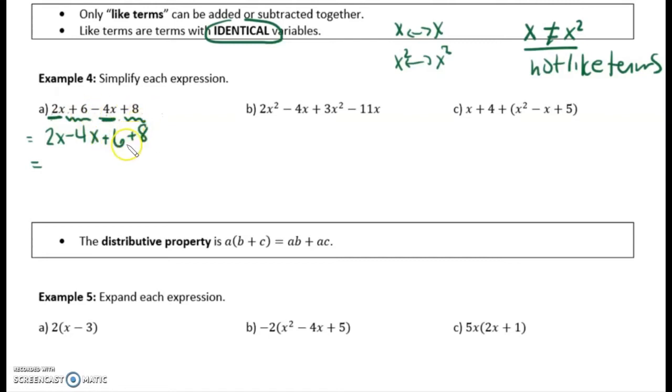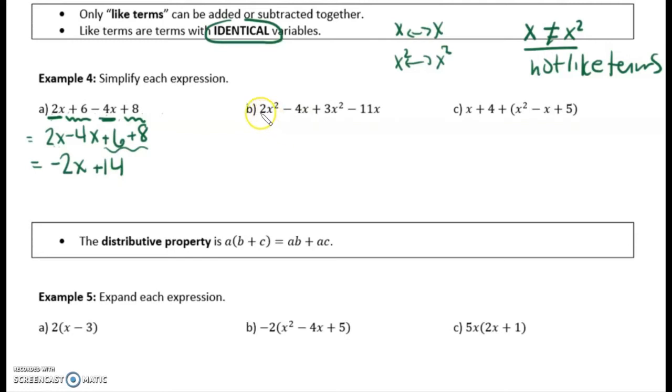Those two numbers are just numbers with no variables on them, so those are also like terms. So 2 minus 4, I get negative 2x. And then 6 plus 8 is 14.